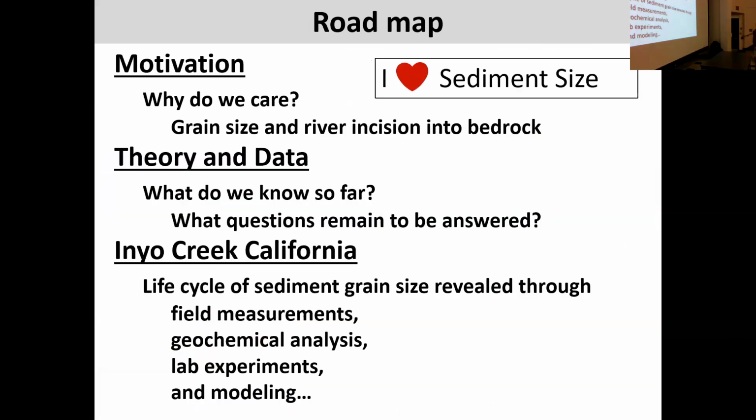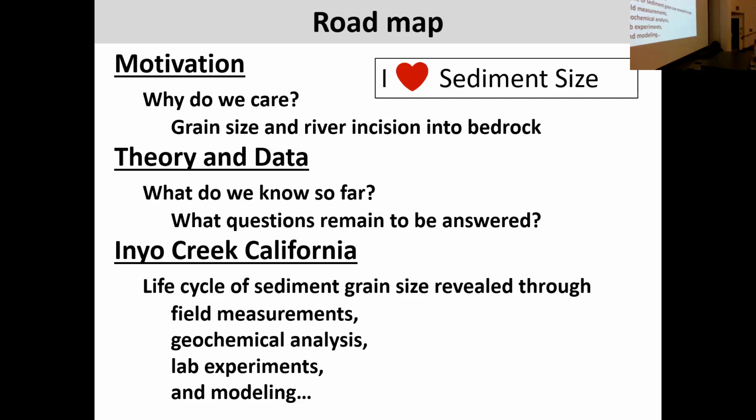Okay, so roadmap for the talk. Just, why do we care? Like, I care a lot about sediment. I heart sediment size, but I want you to care too. And I'll go briefly into a particular application for understanding the importance of grain size, and that has to do with river incision into bedrock, which is what I did my dissertation research and lots of subsequent research on.